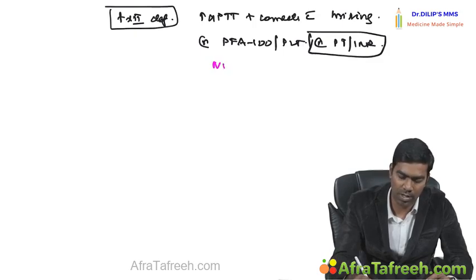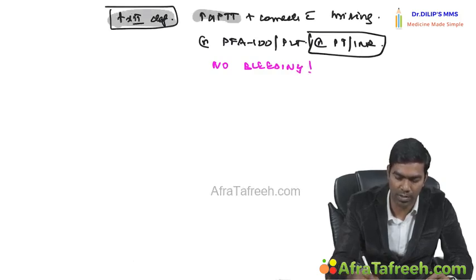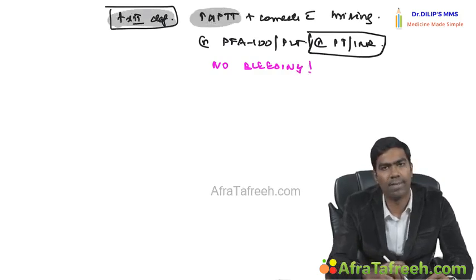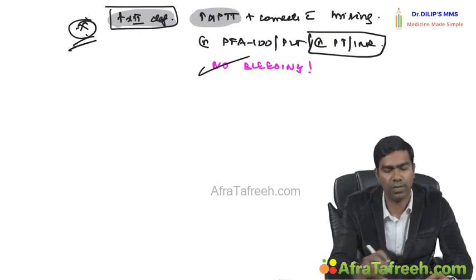But most importantly, factor 12 deficiency will not cause any bleeding manifestation. Absolutely, the patient will be asymptomatic. It's a true isolated elevation of APTT. Clear? Very important point. No bleeding. So this is factor 12 deficiency.